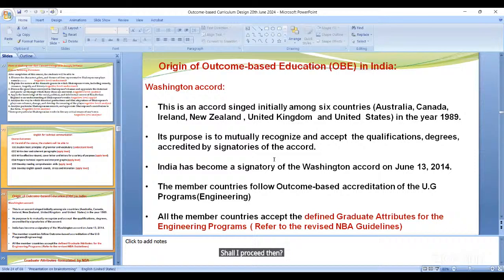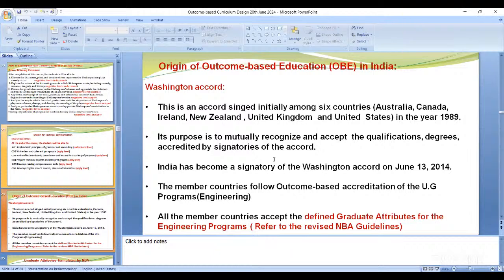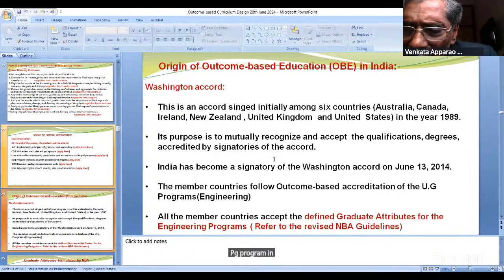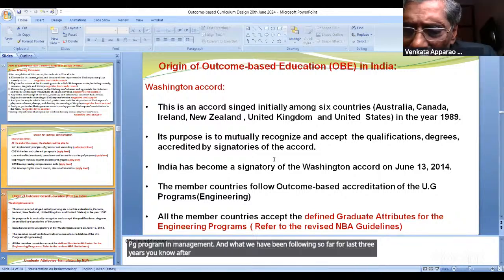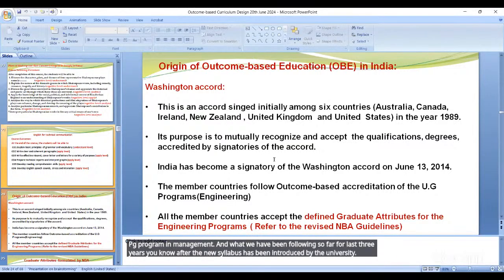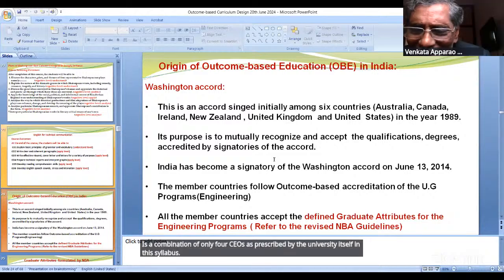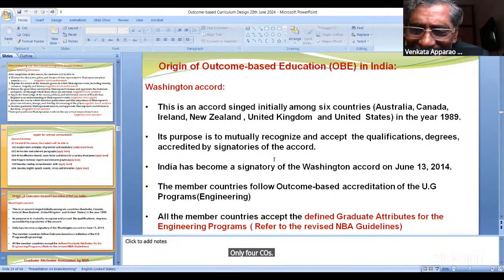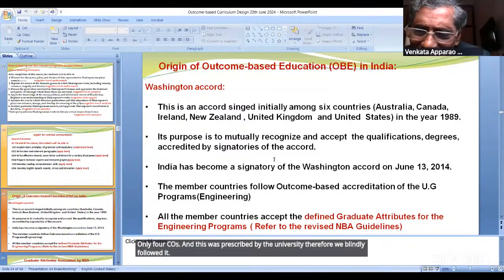Just one question, if you could permit. Yes, yes. Right now, we are in the MBA program, a PG program in management. What we have been following for the last 3 years, after the new syllabus was introduced by the university, is a combination of only 4 COs as prescribed by the university itself in the syllabus. That is wrong. And this was prescribed by the university, therefore we blindly followed it. That is wrong. That's one.